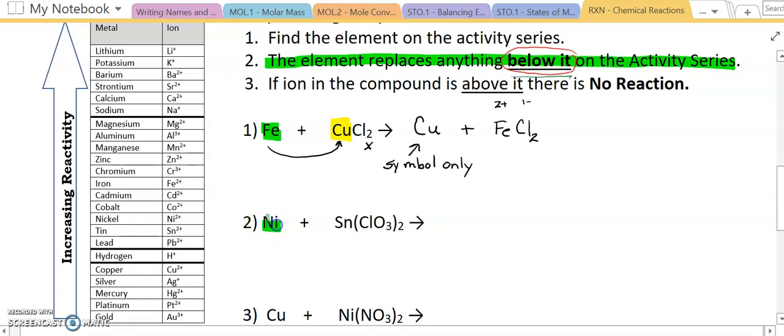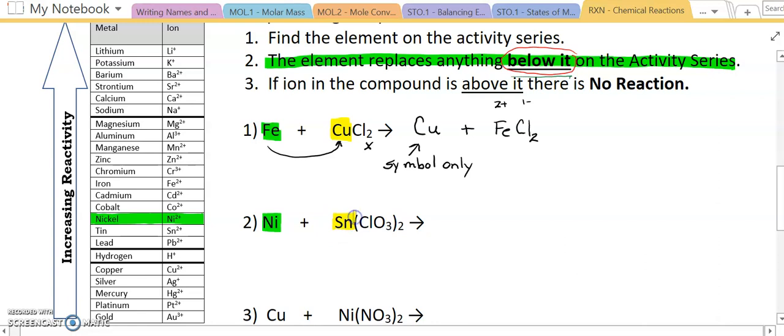Again, it is the element I'm going to find, and that's really important because if you start looking at your compound, you will have all of these reversed and therefore all of these wrong. So I'm going to find nickel on my list, and I'm going to come down, and nickel's going to be here. And nickel is trying to replace tin.